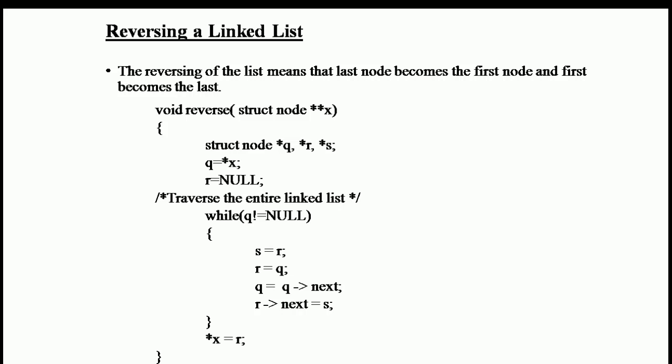Curly braces started, s is equal to r with semicolon, r is equal to q with semicolon, q equal to q points to next with semicolon, r points to next equal to s. Curly braces close. Star x equal to r, that is the end. Okay, curly braces close.